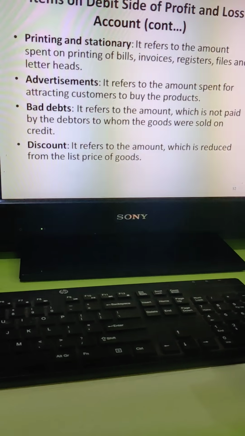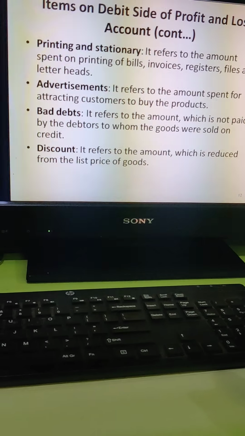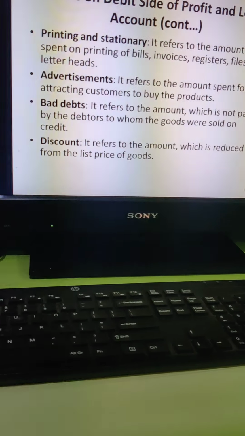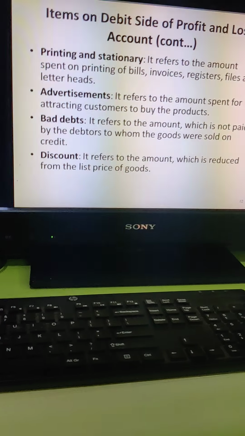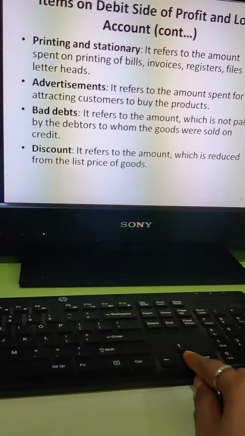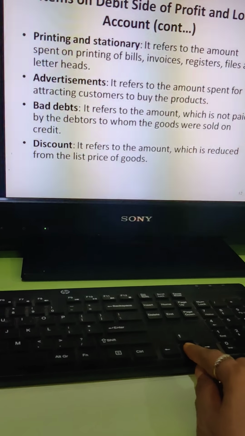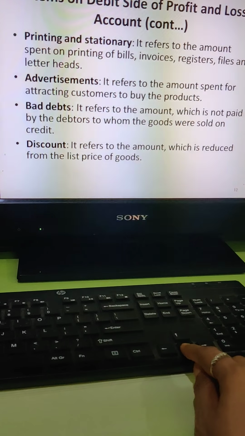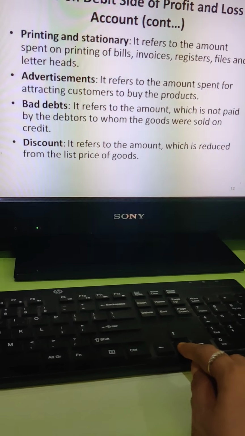Then the discount, it refers to the amount which is reduced from the list price of the goods. So whatever is the listed price, you offer some kind of a discount, maybe cash discount or trade discount to your customers. If the customer is paying in cash, you offer him a cash discount.